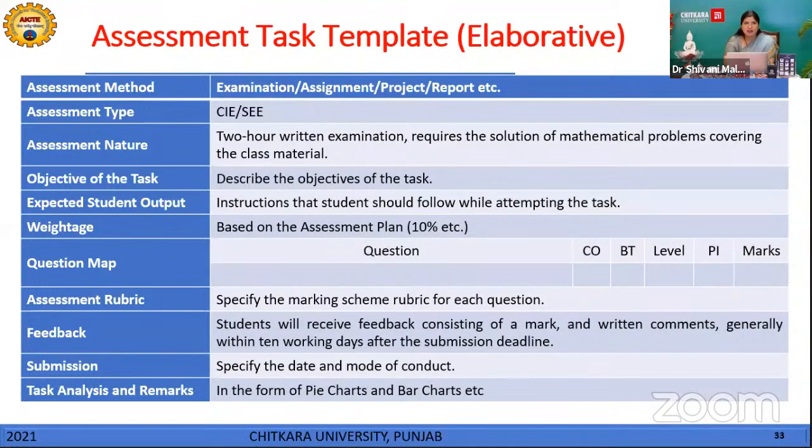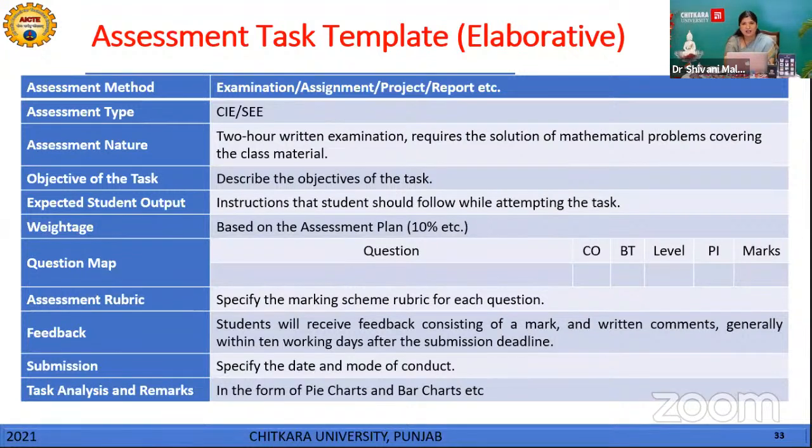First of all, what is the assessment method for which you are assessing the students? Whether it is an examination, an assignment, a project, or a report, you need to declare that. Which assessment method are you using? Which type of assessment is it? Is it a continuous internal evaluation, or a semester end examination evaluation?